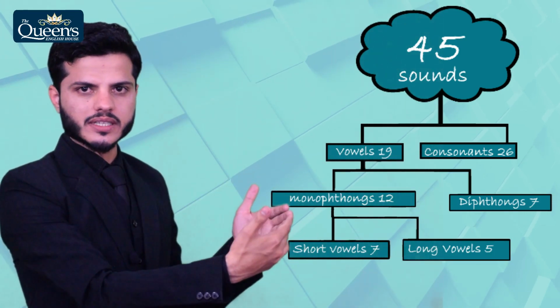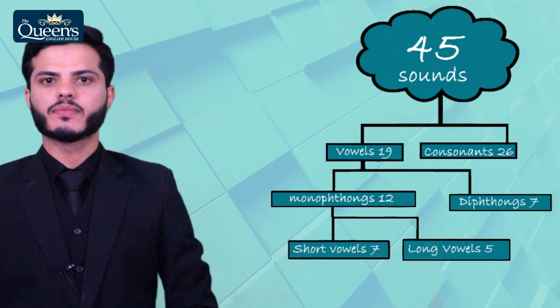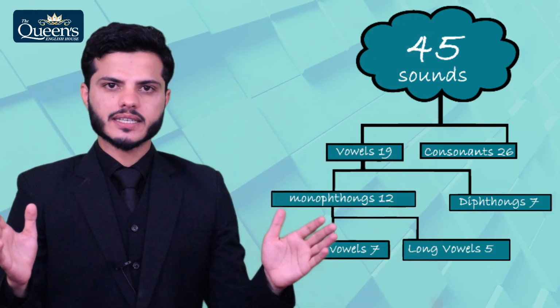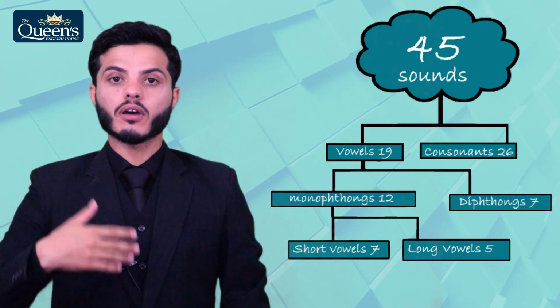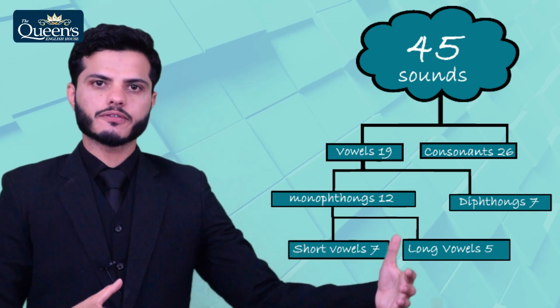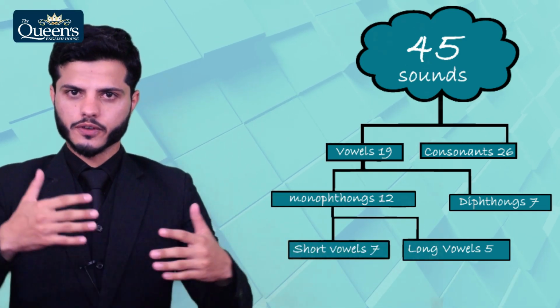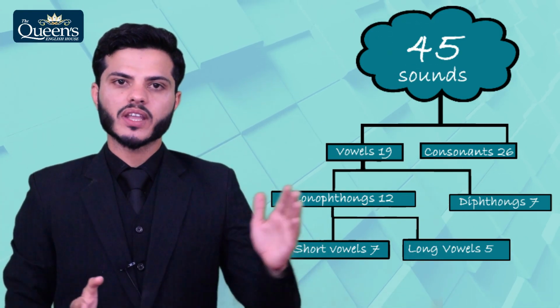But before we go towards the classification, let's understand what's the basic difference between a consonant and a vowel sound. A consonant and a vowel sound are different in one basic aspect, and that is the blockage which is offered to the flow of the air when a consonant sound is generated, while in case of a vowel sound there is no such barrier offered to the flow of the air. This is the basic difference between a consonant and a vowel.